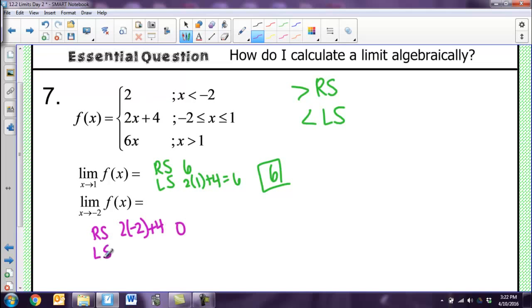Then if I look from my left side, that's the less than, and it's always going to be 2 for that one. So as it's approaching that, it's approaching two different values. It approaches 0 from the right side, 2 from the left side. There's a break or a jump in the graph, so my limit does not exist. And again, you can draw the picture if you need to, or just plug in values and make sure that they're equal to each other at that point. Otherwise, your limit does not exist. And that's all I've got for you today.